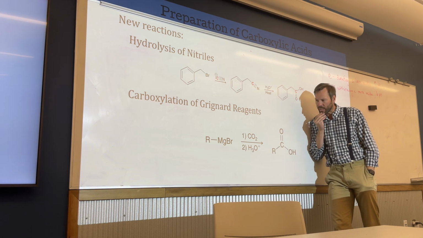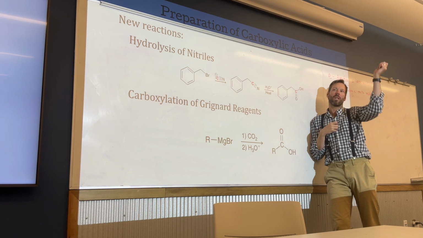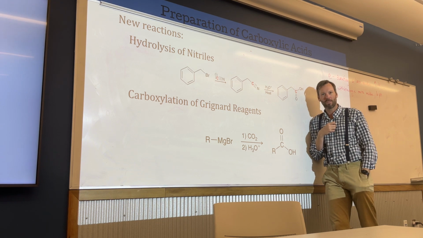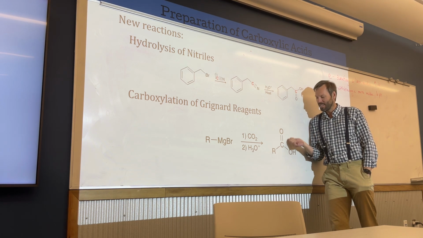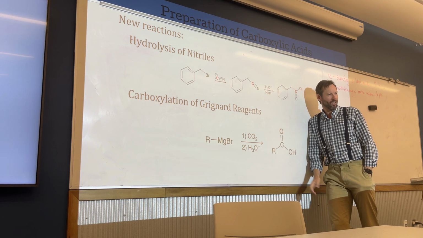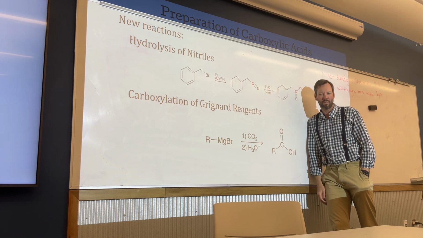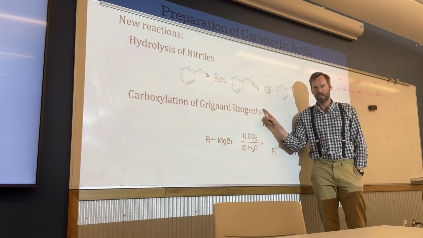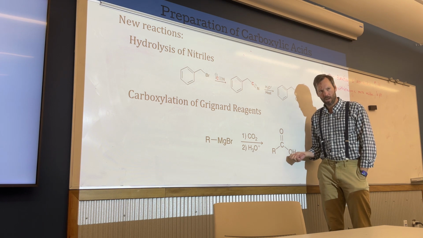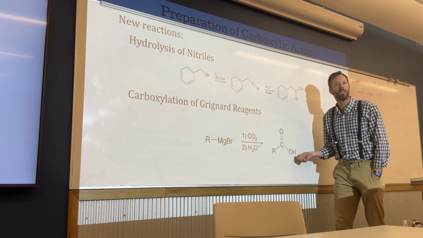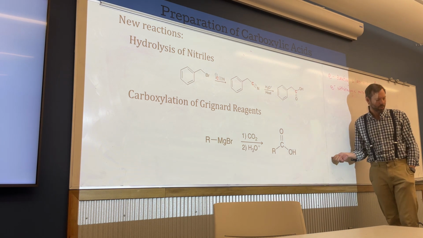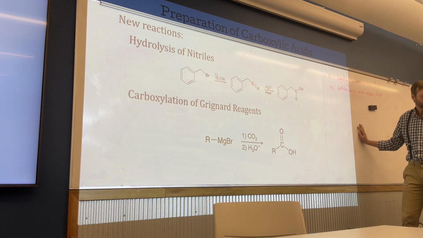I was thinking, what if they just sprayed the atmosphere with Grignard reagent? What would that do? Carboxylic acids would rain down on us. I don't think it's very efficient. This is not an efficient way to make carboxylic acids, but it is possible if you needed to, if that's what you have. Okay.